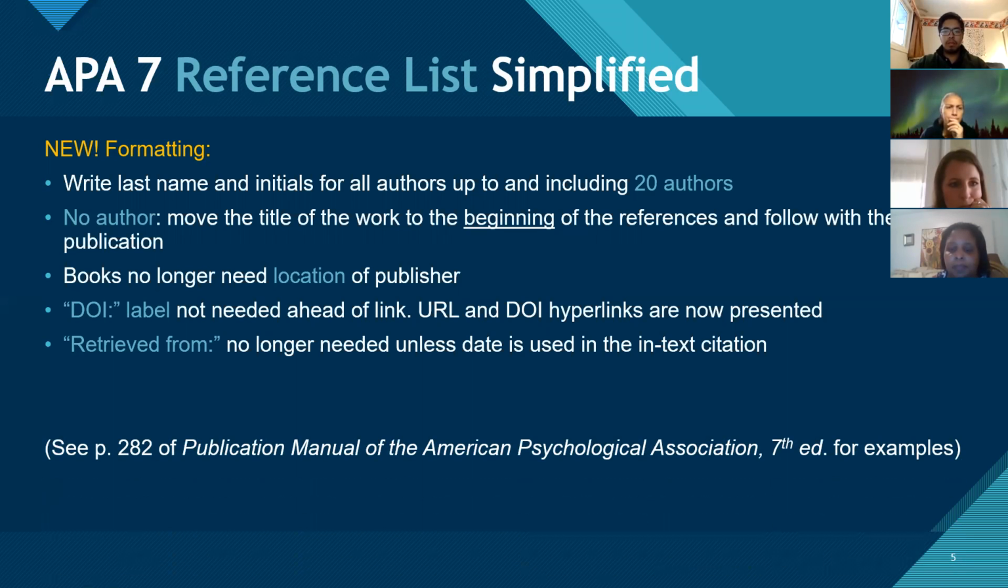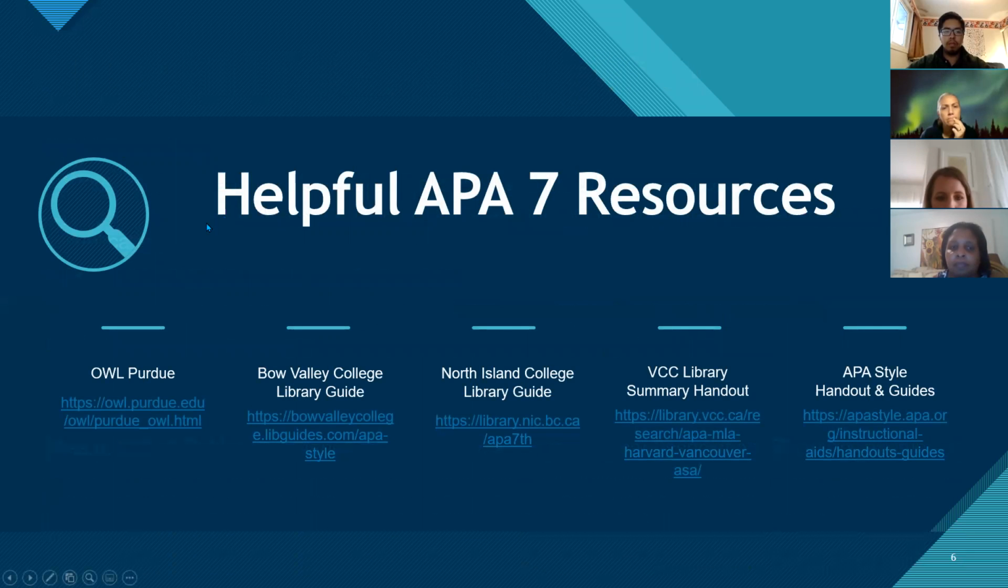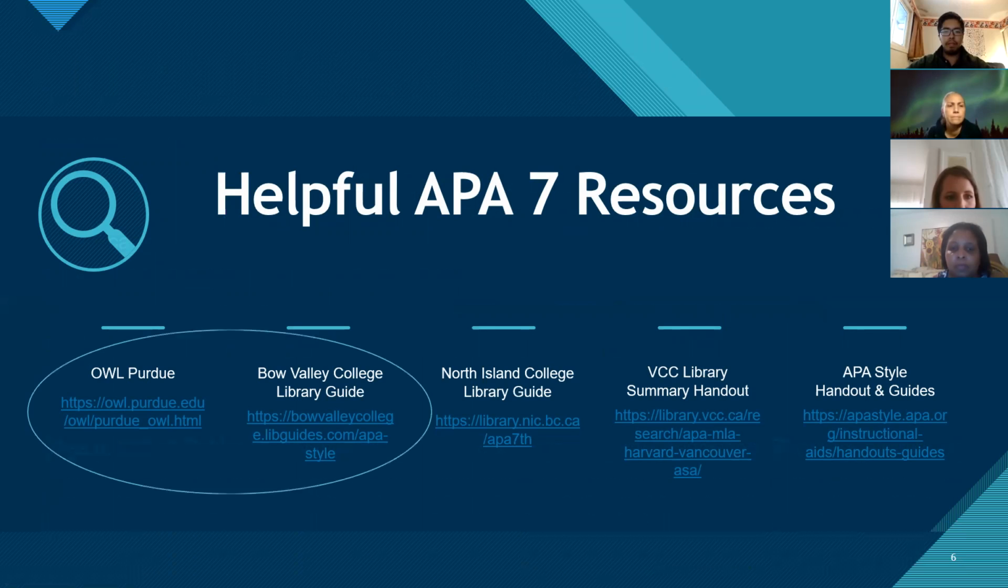And there are plenty of examples because there are so many different resources that one can use: government reports, legal documents, websites. All these are going to have slightly different formats, and there are examples in the manual for everybody to look at. If you don't have a manual, that's fine because there are tons of helpful APA resources available online. OWL Purdue and Bow Valley College Library Guide are the two that I go to, but I do use some of these others. I also have an APA 6 manual that I flip through all the time because while I'm writing reports or checking students' work, it's an easy way to look something up.